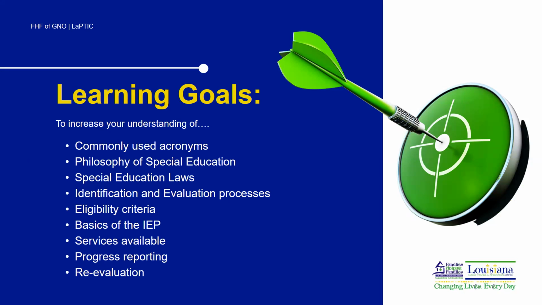This is what we'll be going over today. First, we'll talk about some frequently used acronyms in special education. Then I'll give you a brief background on the philosophy and laws, and then we'll discuss how a child is identified as needing special education and related services. We'll then move on to how a child is evaluated, the eligibility process, and the individualized education program, or the IEP. And finally, we'll go through the services, progress reports, and the reevaluation requirements. So let's get started.